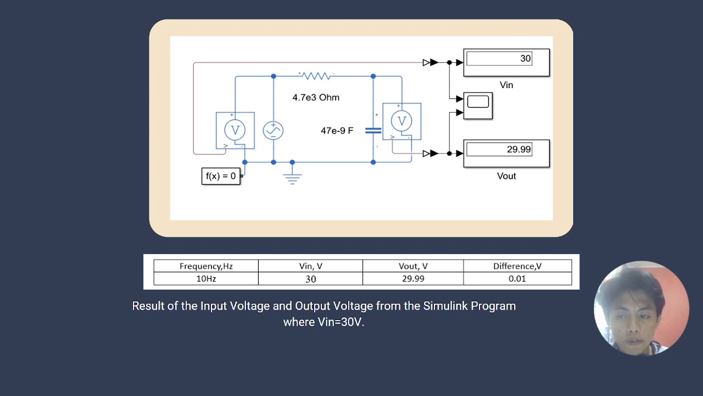the value of V in and V out, where the stop time is 1 second, and the amplitude of V in is 30 volt and V out is 29.99 volt. This still shows not much difference between V in and V out, because the value of the resistor is too low.